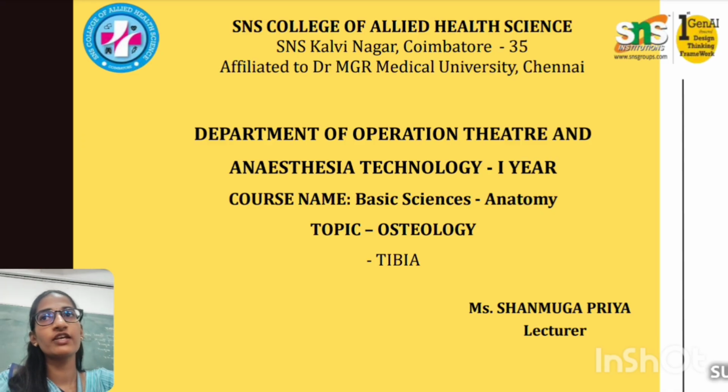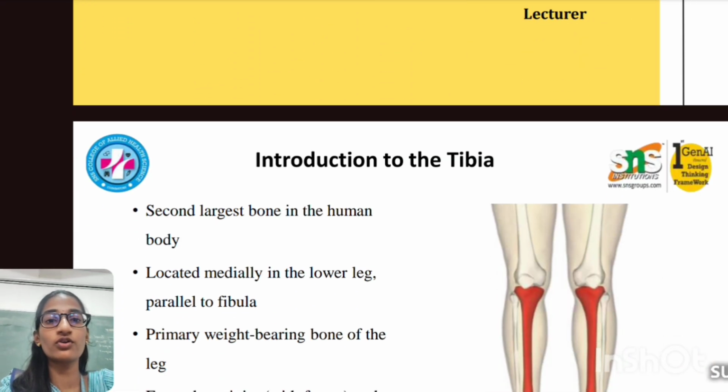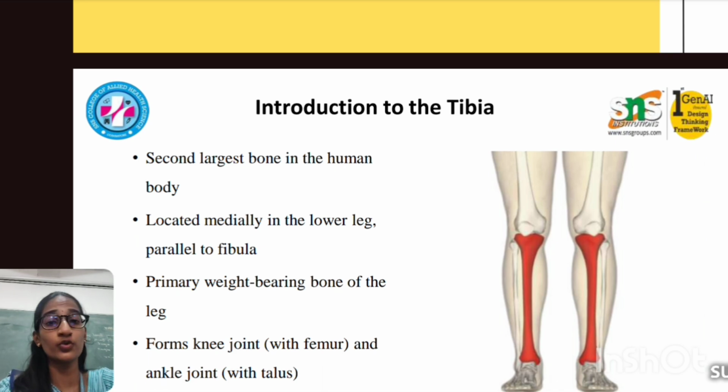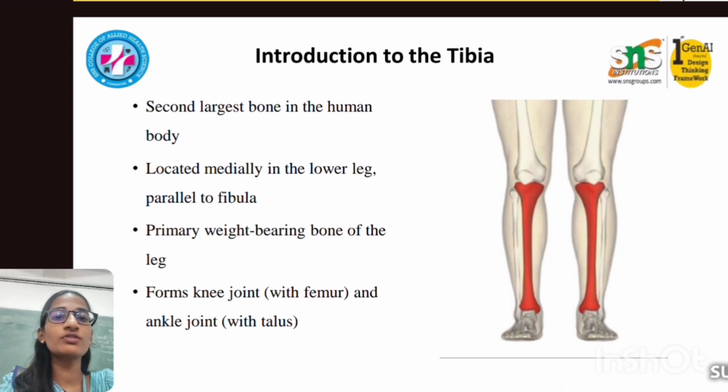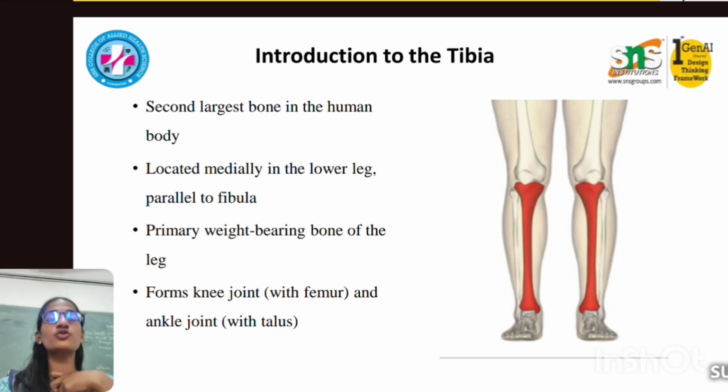I have given a summary about the fibula in the previous class, and we have just started with the tibia based on its introduction as well as location. To sum up, the tibia is the second largest bone in the human body, and it is usually located in the medial aspect of the body. That means it is towards the midline, and it is the primary weight bearing bone of the leg. It also forms the knee joint with the femur and the ankle joint with the talus.